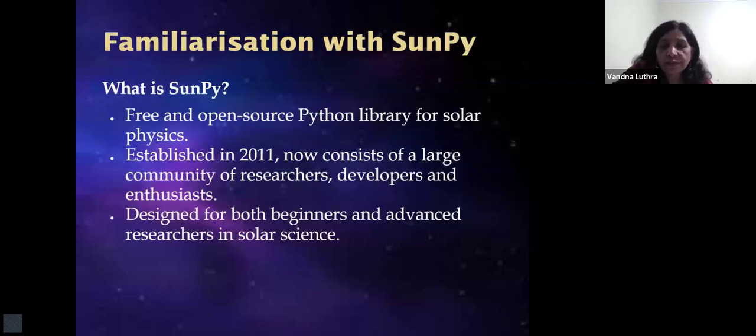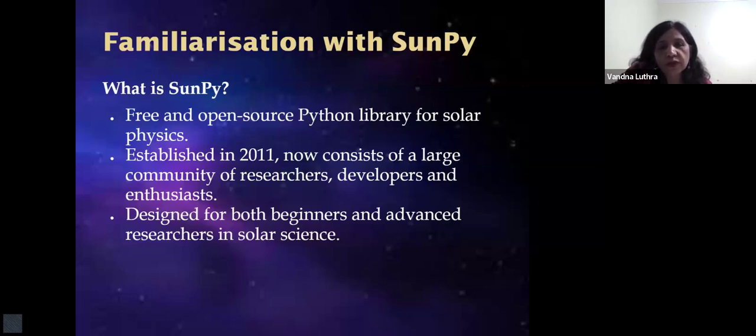Familiarization with SunPy is the second part of the talk, which covers how we can analyze these kinds of flares and how other kinds of data can also be handled using it. Why are we talking about SunPy here? Because we all know about Python libraries which are there for many applications, like SciPy, Matplotlib for plotting, and AstroPy was also introduced.